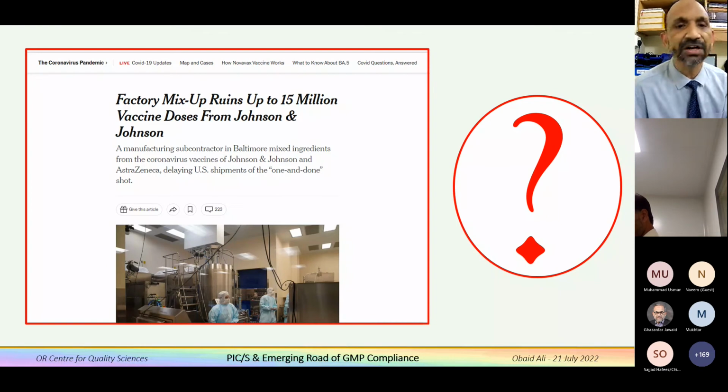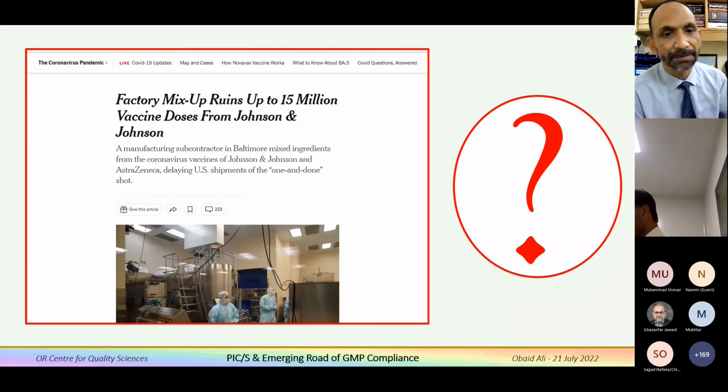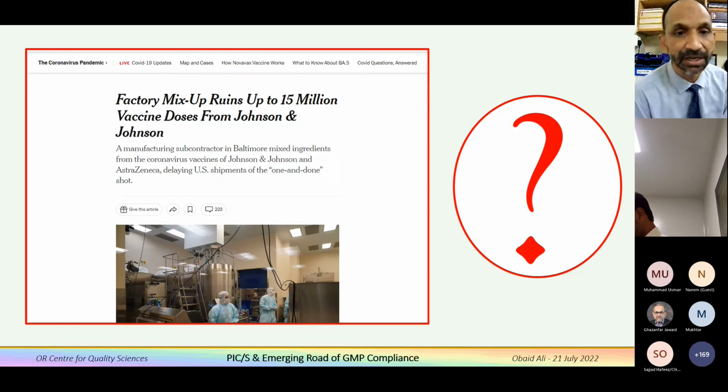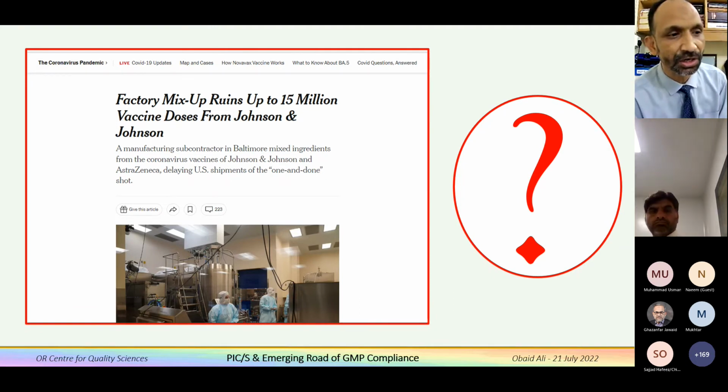Just last slide. Factory mix-up returns up to 5 million vaccine doses from Johnson & Johnson. ये 2021 है। US FDA and European Medicine Agency के पास mutual recognition agreement है, mutual reliance strategy है, similar tools हैं। कंपनी एस्ट्राजेनेका यूरोपियन ओरिजिन कंपनी है, जॉनसन जॉनसन अमेरिकन ओरिजिन कंपनी है, लेकिन उसके बावजूद जहां सिर्फ वैक्सीन बन रही थी, सिंगल कोविड वैक्सीन बन रही थी, मिक्सअप हो गया। क्या FDA विजिलेंट नहीं थी?